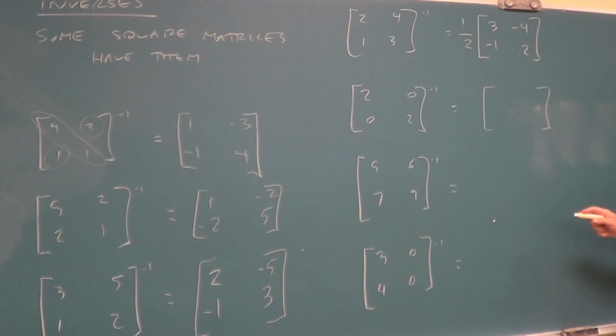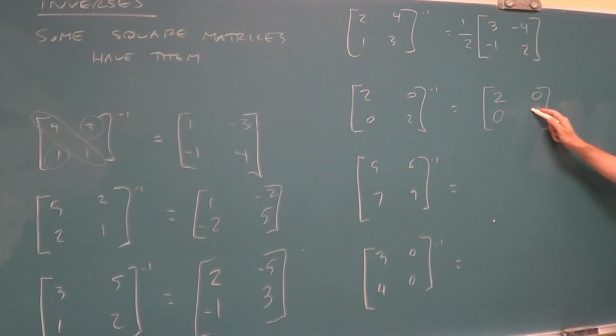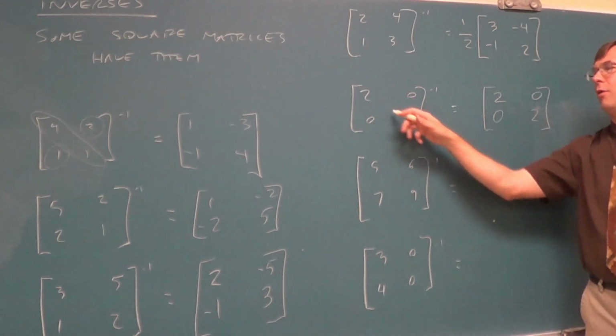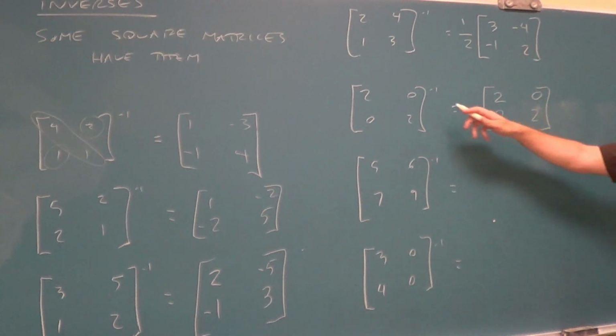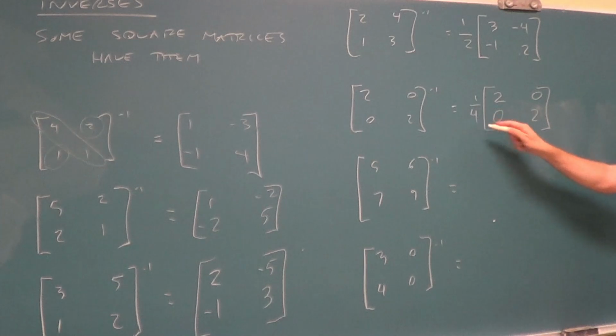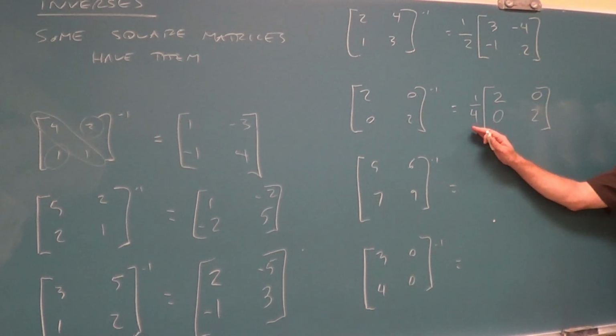If I went to take this one on, still a 2, still a 0, still a 0, still a 2, because nothing happened. If you try to swap along the main diagonal, they're the same number, so nothing happened. Try to switch those signs, nothing happened. But this has a 1/4 involved. And you think, what? Where are these numbers coming from? Anybody have a theory on where I'm pulling these numbers from?